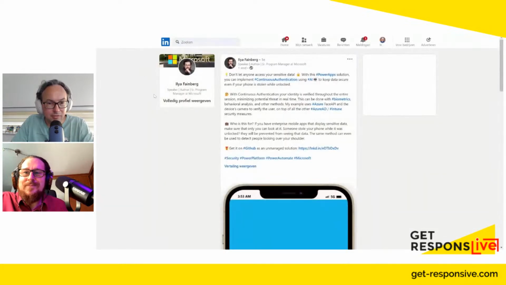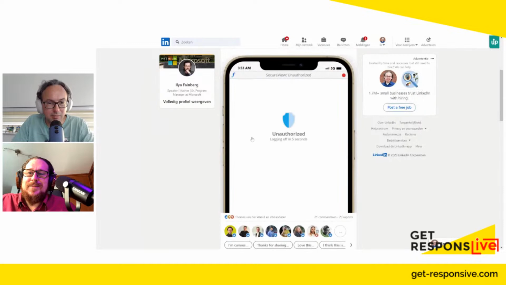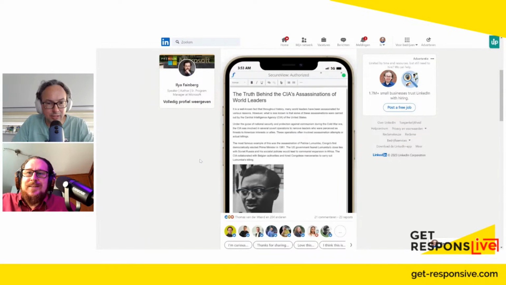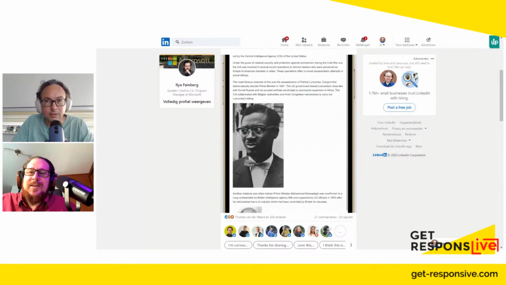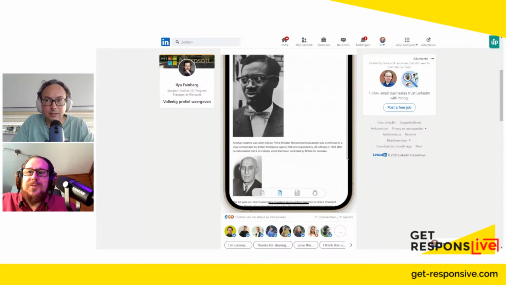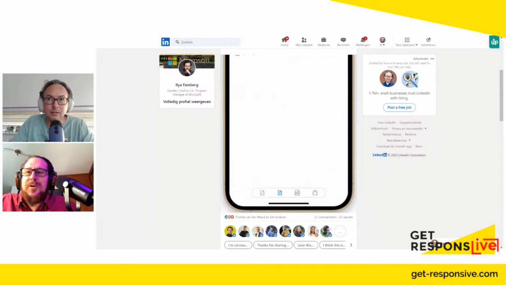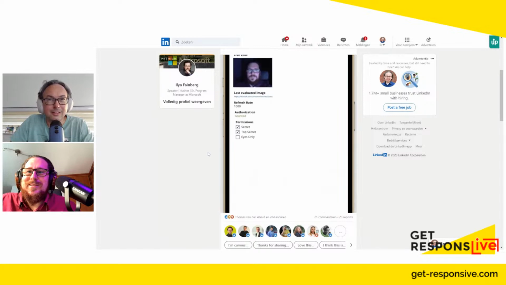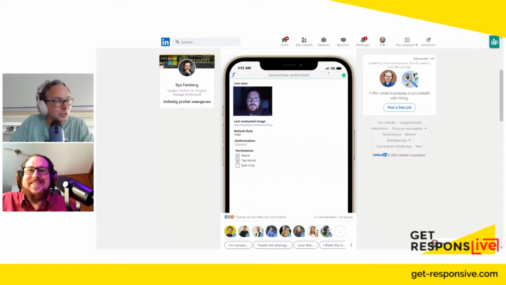Let me refresh it. So here you see an example of that solution. Yeah, this is actually an app which you can download. It simulates that you're looking at a super secret document by the CIA.